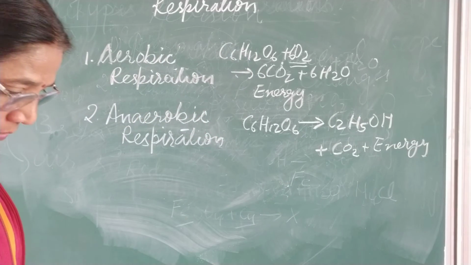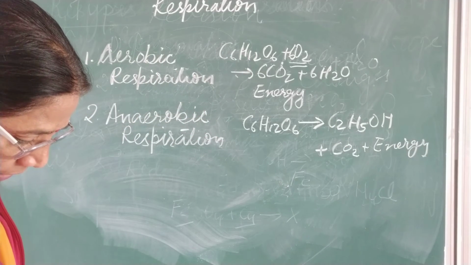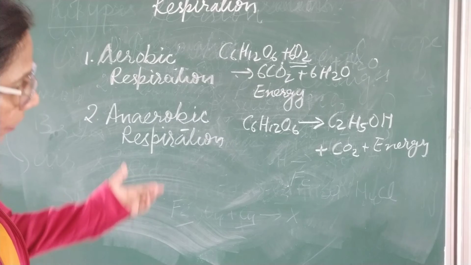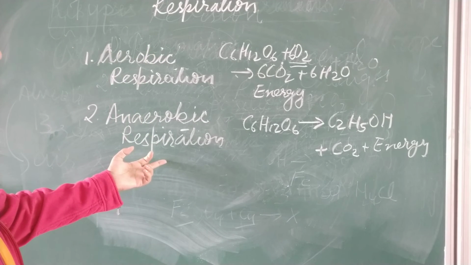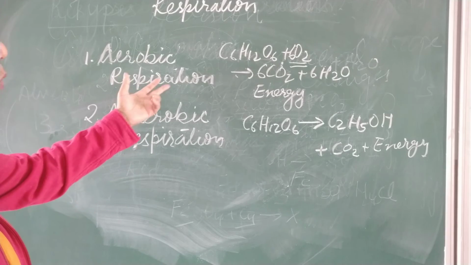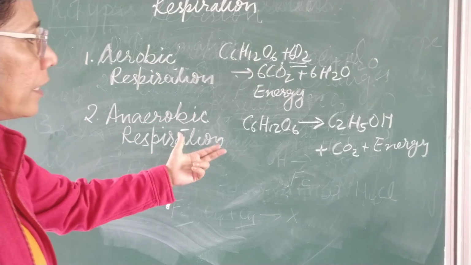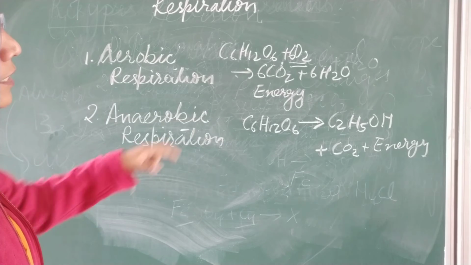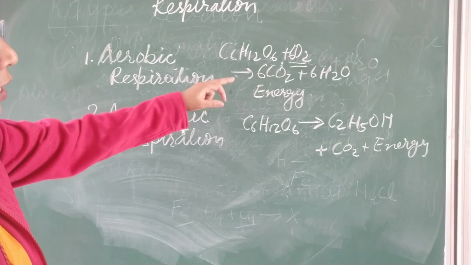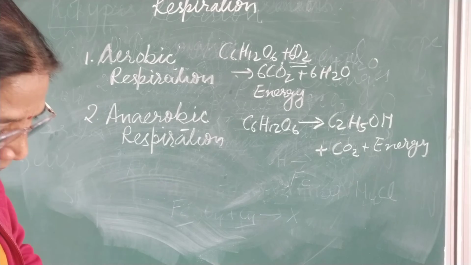Now I am going to tell you the difference between aerobic and anaerobic. Here oxygen is required, here oxygen is not required. Here the end products are carbon dioxide and water, here the end product is alcohol. Energy is released but the amount of energy is more here, and here it is less.